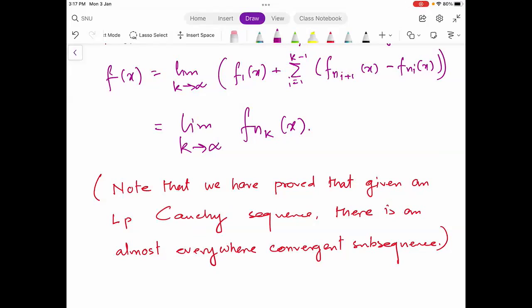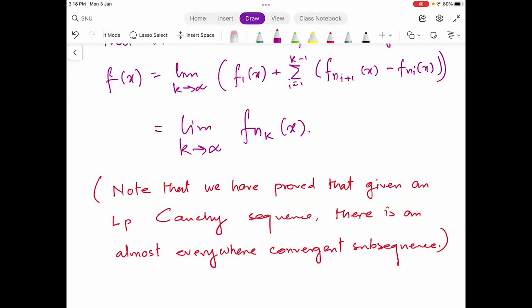Given an LP Cauchy sequence, we have found an almost everywhere convergent subsequence. Our aim is, given this LP Cauchy sequence, to show that it's convergent. That means we have to find a limit. How else do we show that it's convergent? We have to find the limit and show that it goes there. Now that we have found this F, which is an almost everywhere limit of a subsequence of the given sequence, this F is my natural candidate.